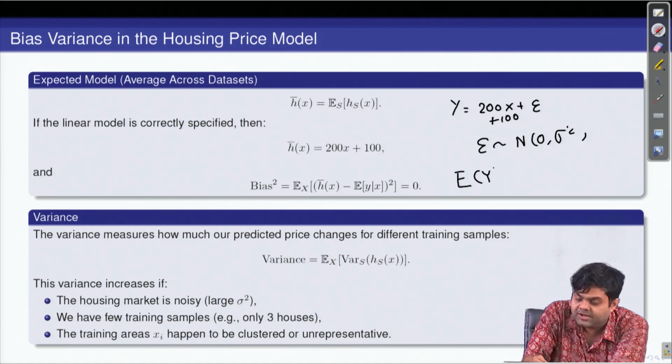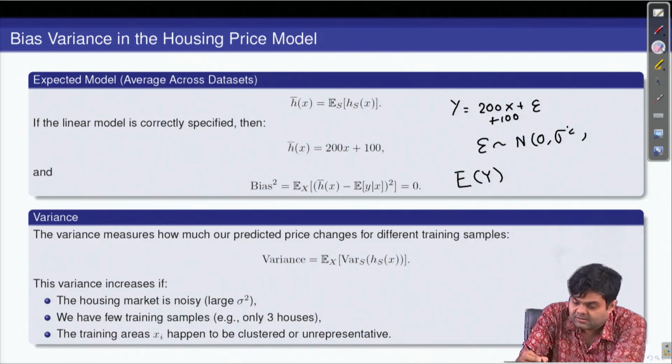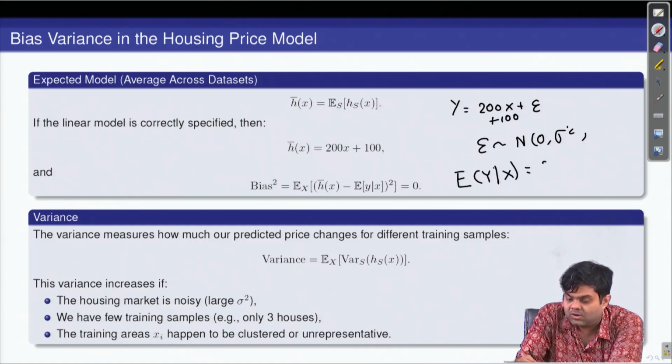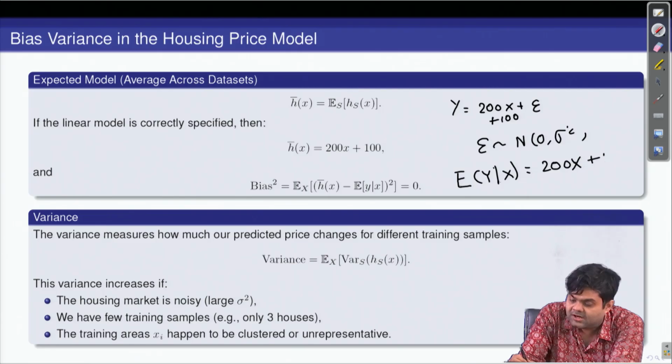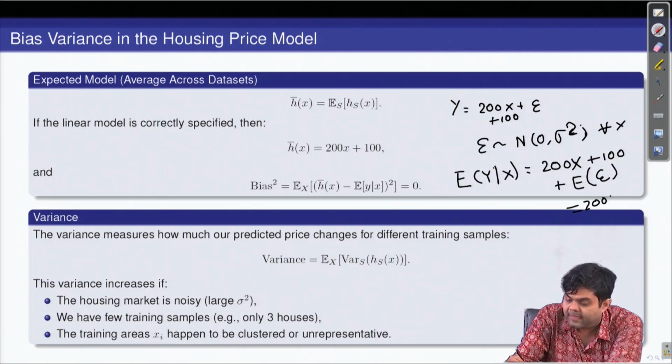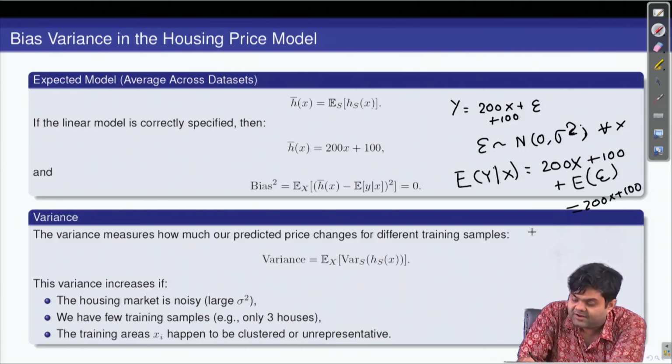So, expected value of y given x, of course, given x, it follows from here that it is 200x plus 100, because x is constant, so this part is constant and comes out, and expected value of epsilon is 0. So, we saw this.